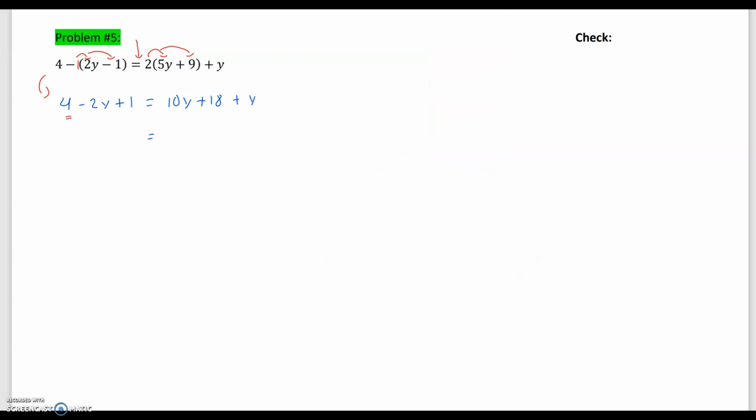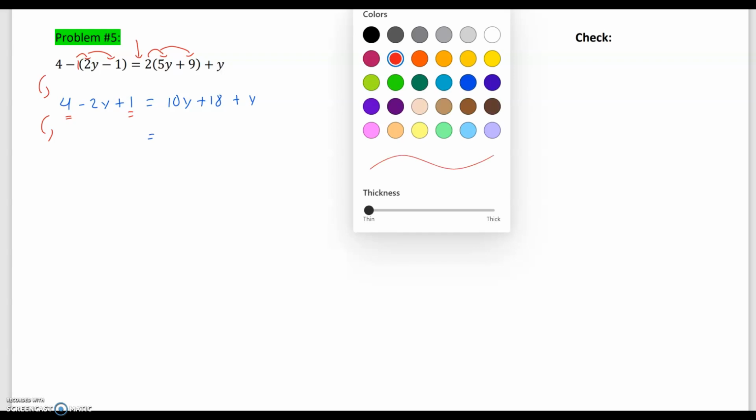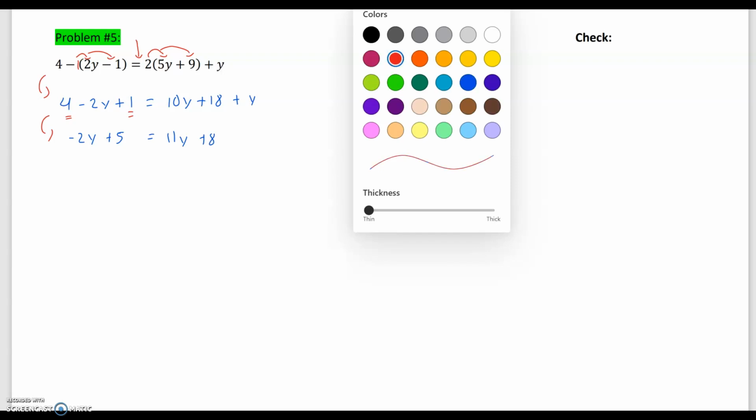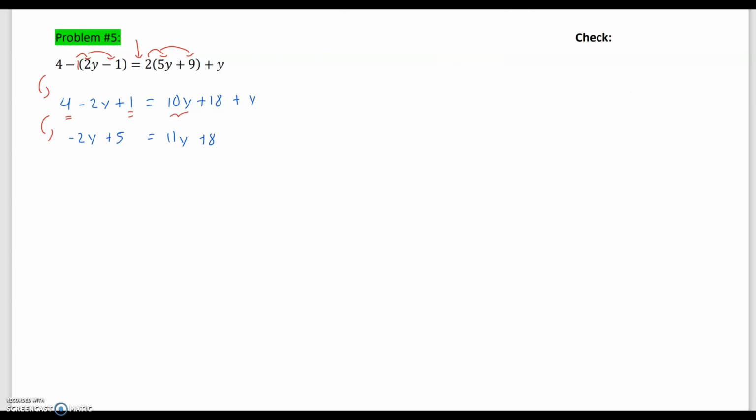So on the left, we have the 4 plus 1. And I'm just going to rewrite it as -2y plus 5 is equal to 11y plus 8. I'm just putting it in standard form, meaning the variable, then the constant.